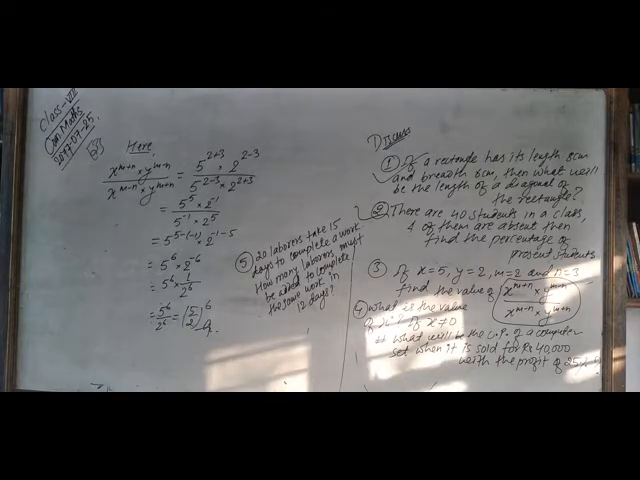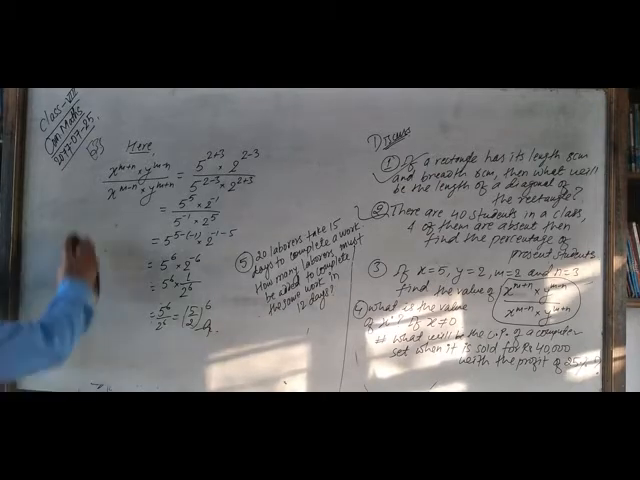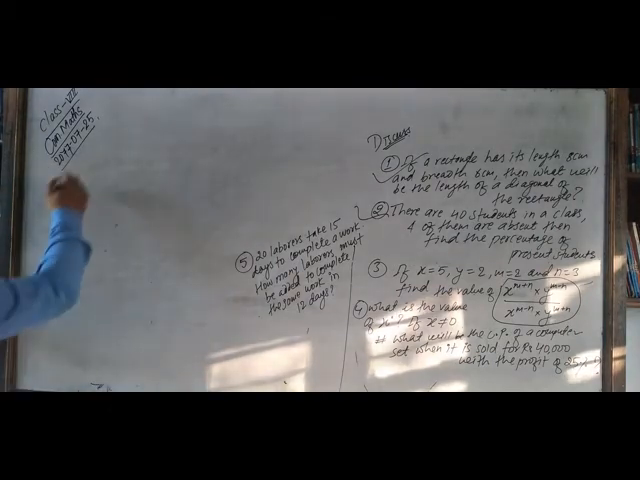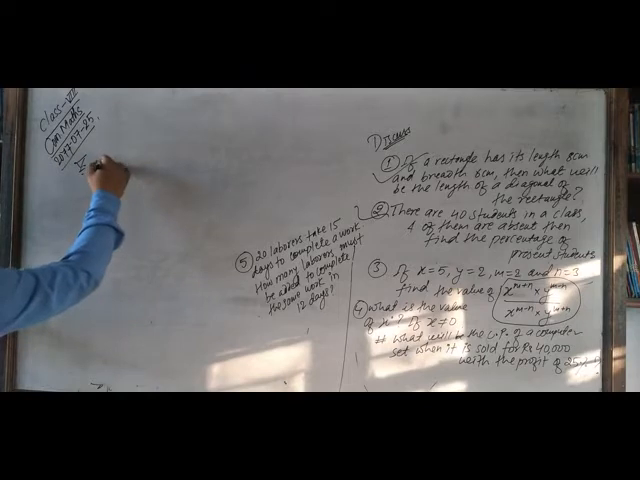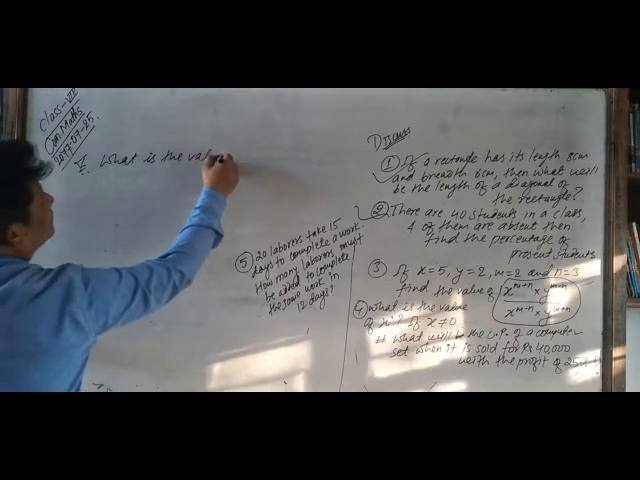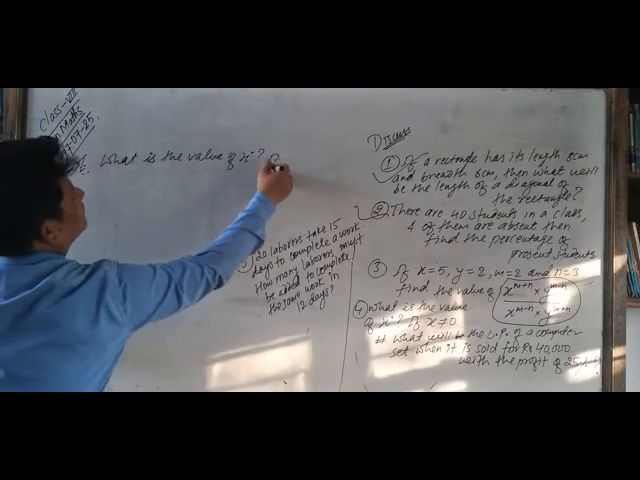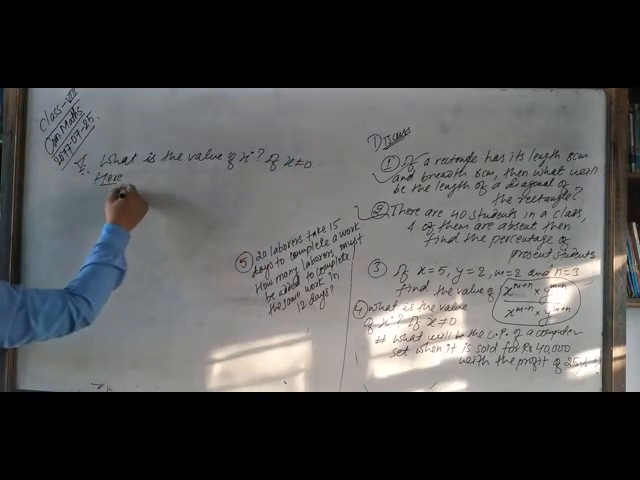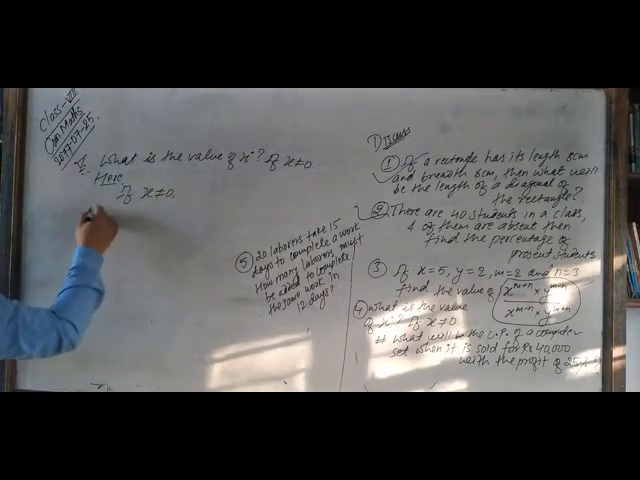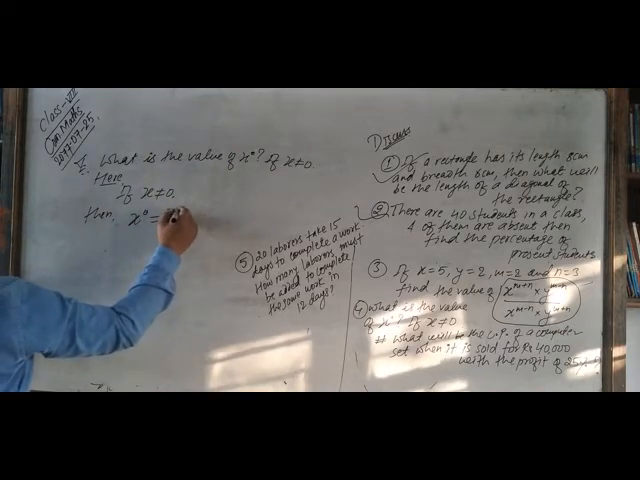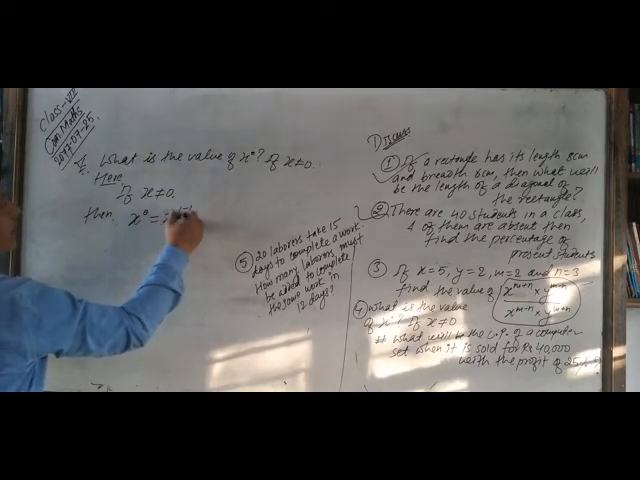Okay, let's come to question number 4. It is a 1 mark question. Question is here: what is the value of x to the power 0 if x does not equal to 0? We can write directly here, if x does not equal to 0, then in place of x to the power 0 we can write here x to the power 1 minus 1.